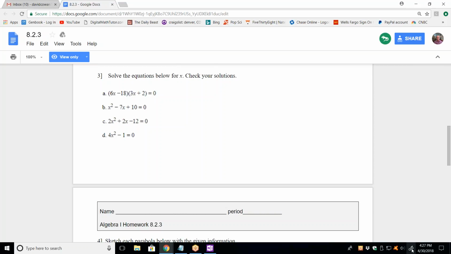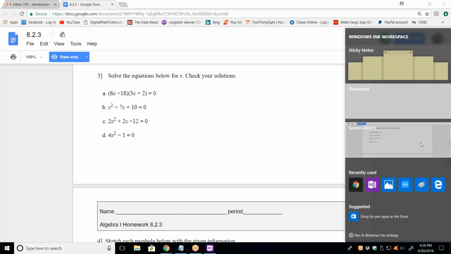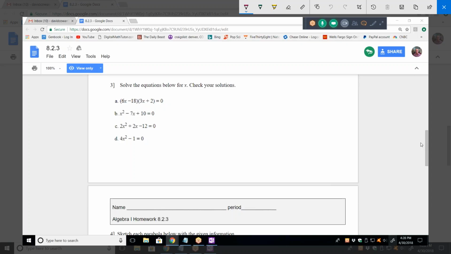Okay, number 3A. Tell me what I'm going to do. So solve the equation below for x, check your solutions. When I say tell me what I'm going to do, I mean give me line by line what I'm going to do. I don't want a description. I want you to do it.